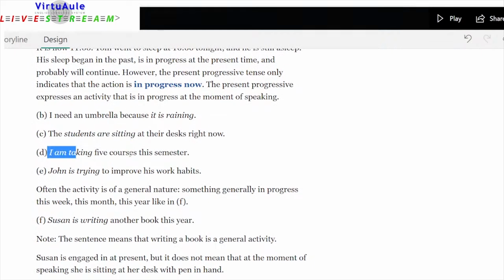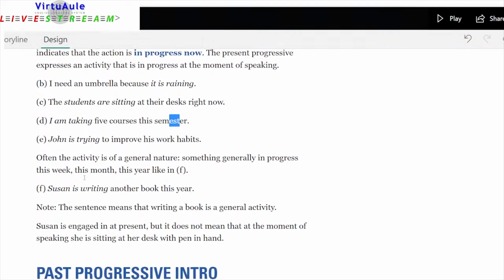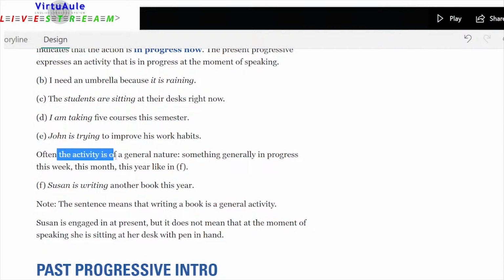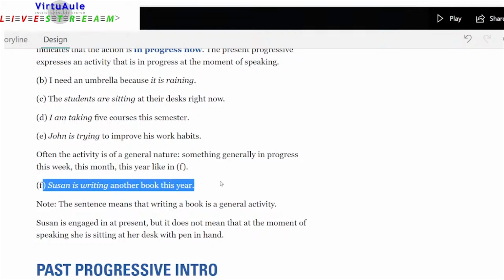D, I am taking 5 courses this semester. E, John is trying to improve his work habits. Often the activity is of a general nature, something generally in progress this week, this month, this year, like in F. Susan is writing another book this year.